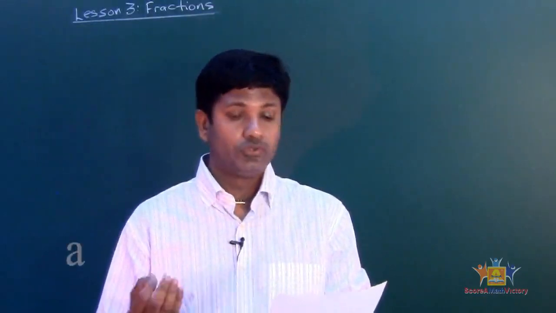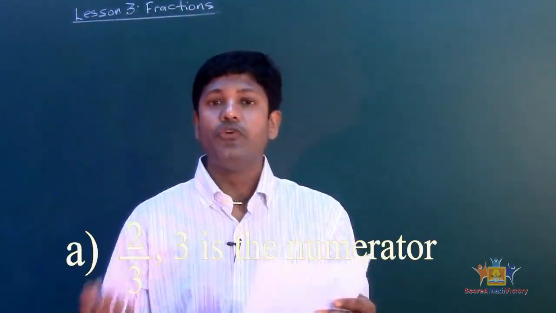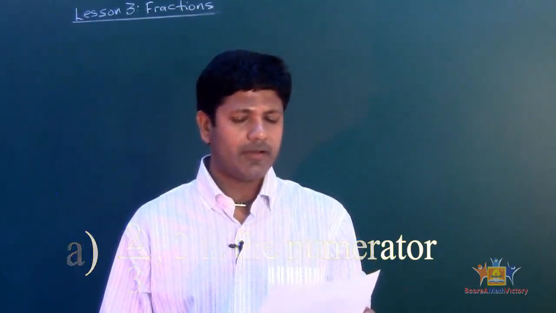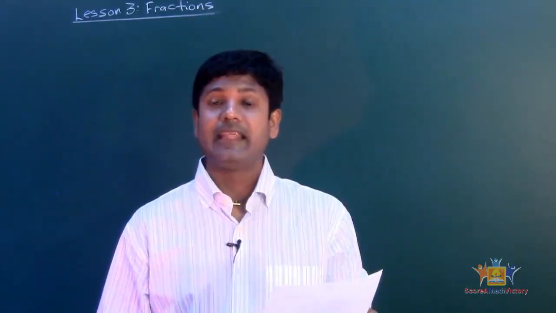So A, 2 over 3. 3 is the numerator. Does it right? Numerator. 3 is on what? Down. Down at the bottom. D. That's supposed to be denominator. 3 is supposed to be denominator. So it should be what? False. Okay? The first one, A, should be false.